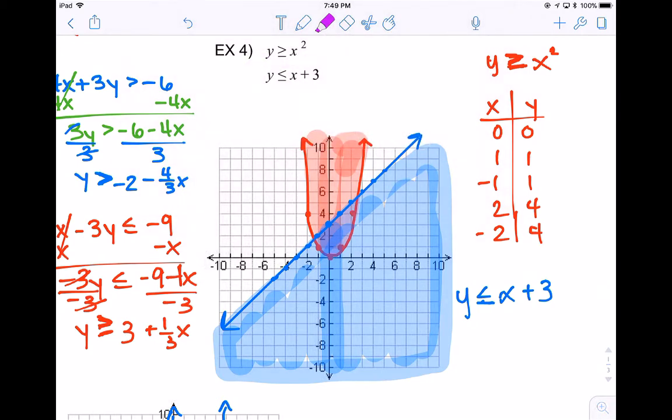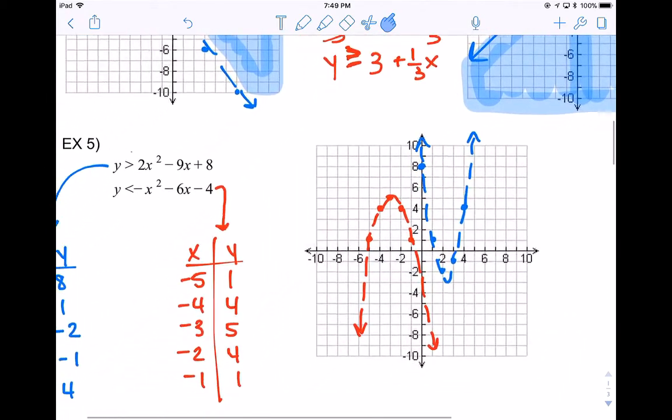Our shading overlaps in this small section at the bottom of our parabola. So just make sure you get that colored in the darkest, so I can see where that shading overlaps, so you can see all the set of points that are going to be solutions to both of these inequalities.